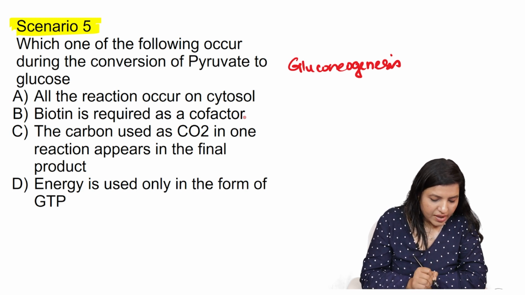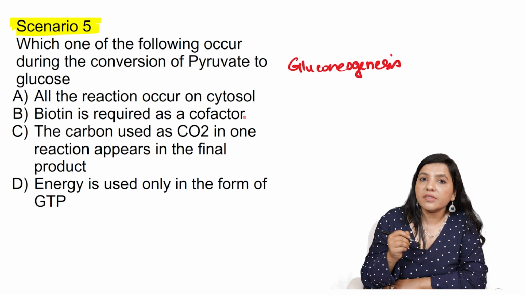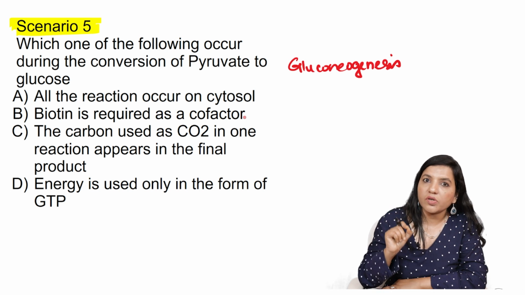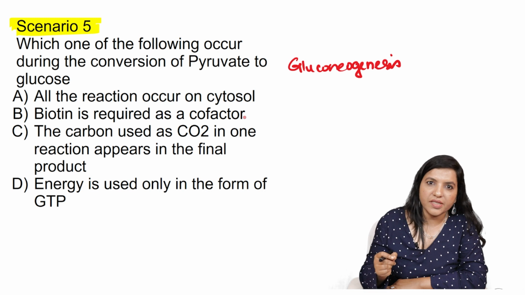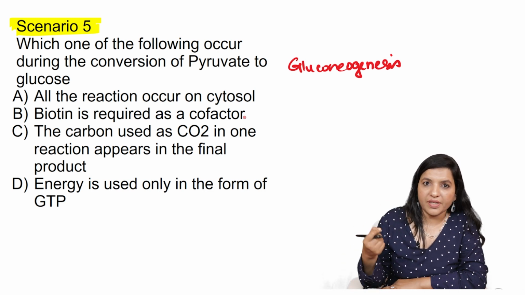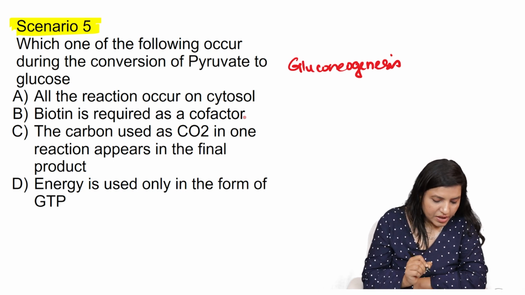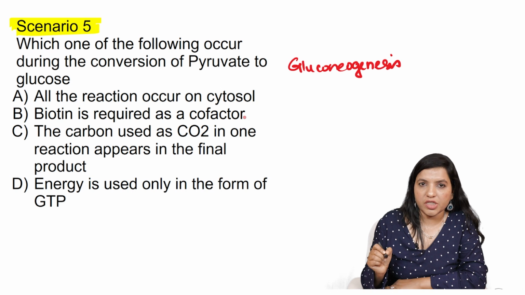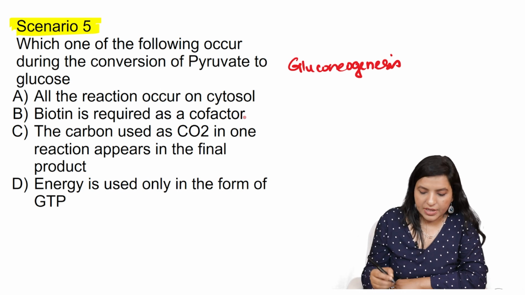Carbon used as carbon dioxide in one reaction appears in the final product. That is not correct because one carbon dioxide is used for a carboxylation reaction, that is pyruvate carboxylase, but that is not coming in the final product, that is glucose. So, that option is not correct. Energy is used only in the form of GTP. No, energy can be used in the form of GTP as well as in the form of ATP.